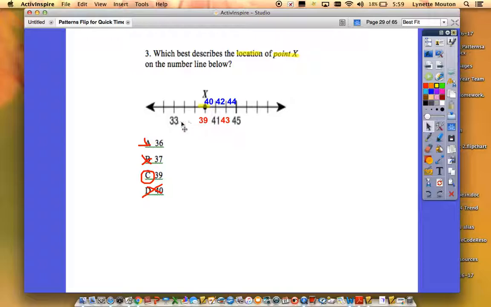So if that's 39, let's make sure it works going in this direction. We can't see 38, but it would be there. Then that would be 37. We wouldn't see 36.